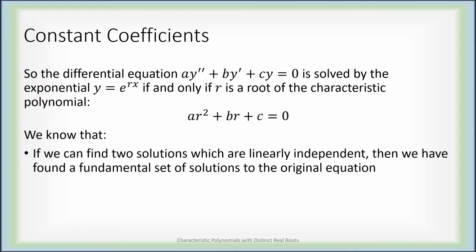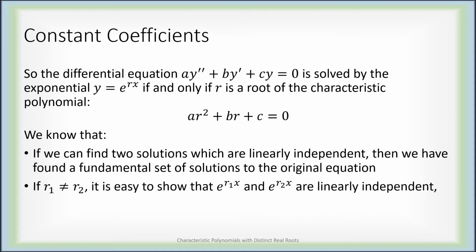Now we happen to know that if we can find two solutions that are linearly independent, we have found a fundamental set of solutions to the original differential equation. If r1 is not the same as r2, it's easy to show that two different exponentials, e to one power of x and e to a different power of x, are going to be linearly independent. Computing the Wronskian is very straightforward, and you can see it's never 0 under the assumption that those two exponents are different.